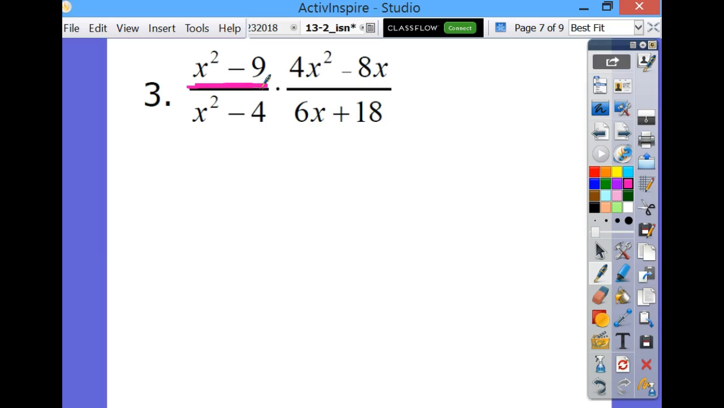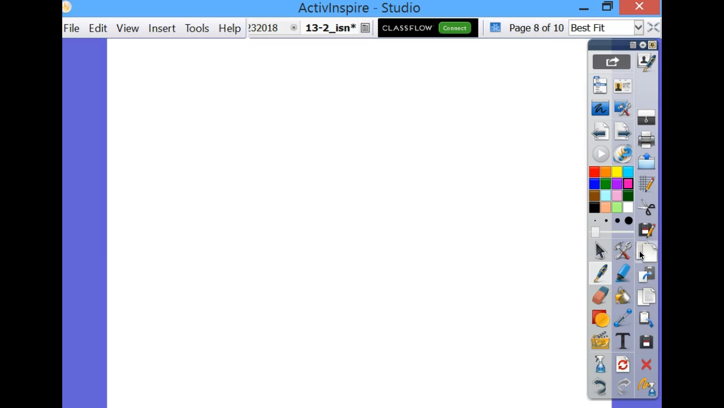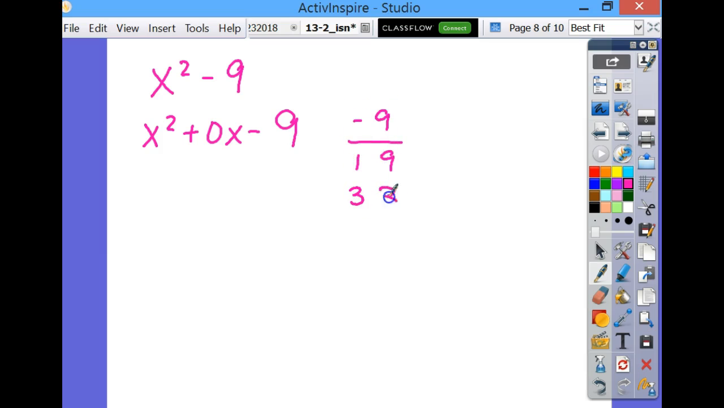Some people were having difficulty factoring that, and this helped them. This is equal to x squared minus 9, because some people were a little bit better at factoring trinomials than binomials, so I'm writing this out on my scratch paper. And so the factors of -9 are 1 and 9 and 3 and 3.